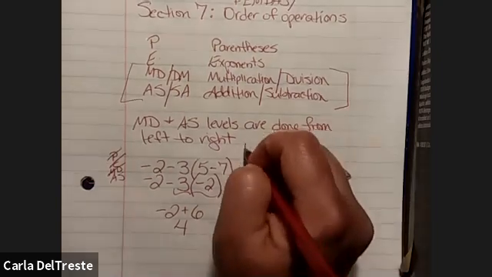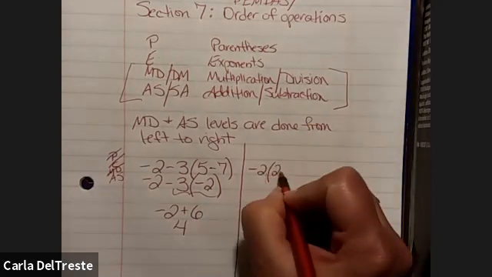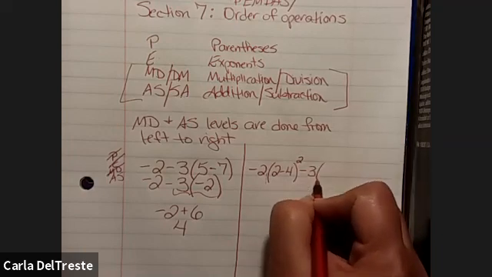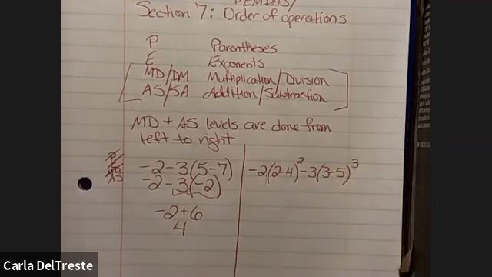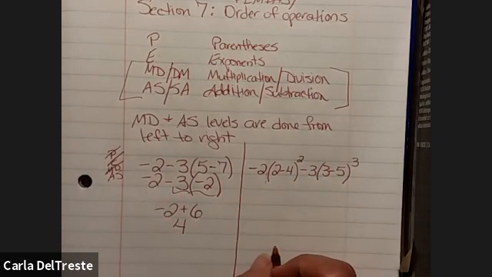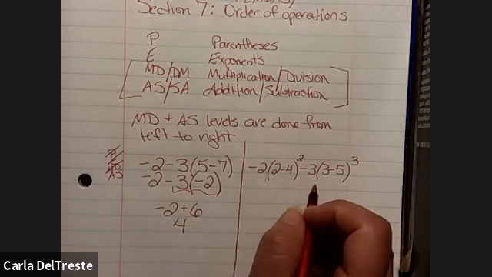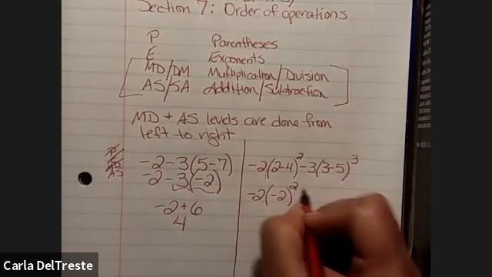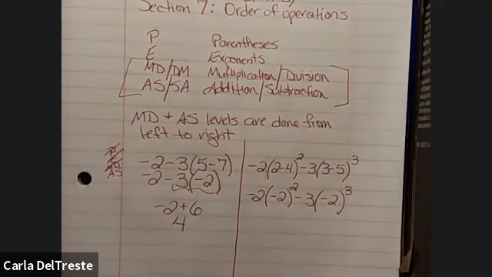All right, next example. Let's say I want to do -2 parentheses 2 minus 4 squared minus 3 parentheses 3 minus 5 close parentheses to the third. Again, you can put PEMDAS along the side if that helps. Parentheses first, and I have 2 sets. So I can actually work on both sets at the same time. So this is going to be -2 times -2 squared minus 3 times -2 to the third.